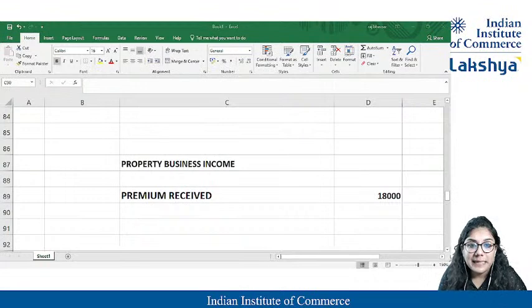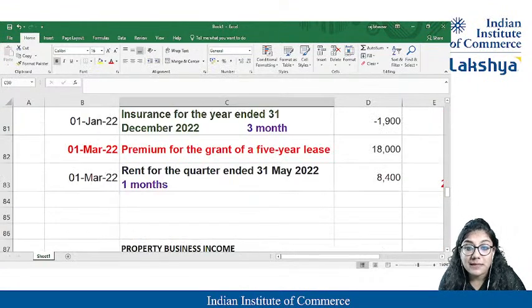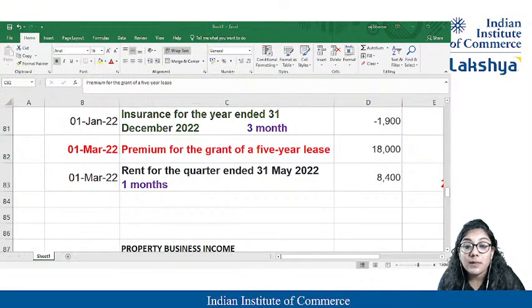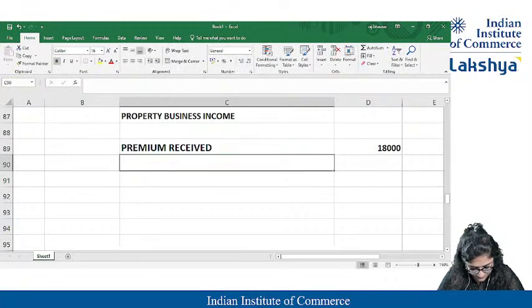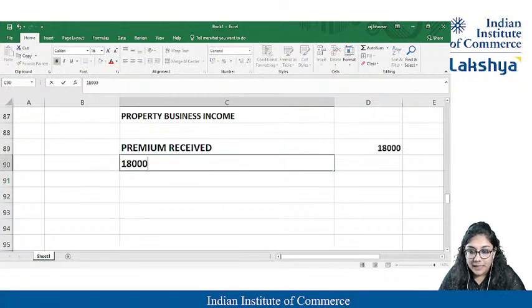So over here you are getting this premium for how many years? If you can check now, students, the premium is for a 5 years lease. Okay, ma'am, it's for 5 years lease. So we can come up over here, it's 18,000 I got. Now, 5 years lease.